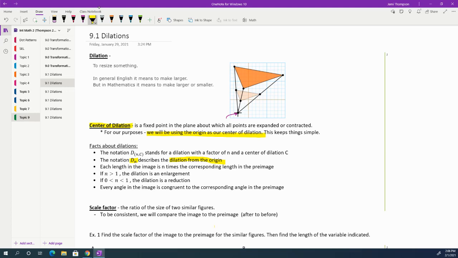This last bullet point says every angle in the image is congruent to the corresponding angle in the pre-image. So I am going to go ahead and give this figure up here letters. So let's say for my orange larger triangle here, my vertices are K, L, M. That would mean that for my image, I would have K prime, L prime, and M prime.